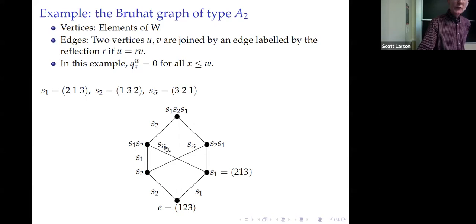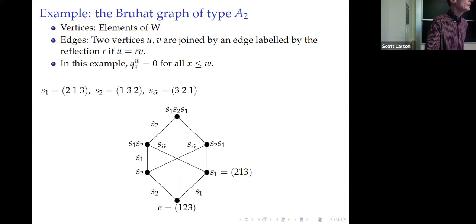So let's look at what Q is for the element W equals S1, S2, and X equal S1. So S1 is less than S1, S2. So let's calculate the Q. Well, there are 2 reflections from S1 that stay less than S1, S2. Namely, I can go down via S1, or I can go via this reflection S alpha tilde. So there are 2 reflections, and the length of W is 2. So therefore, QXW is 0 at this point. And in this simple picture, QWX is 0 for all pairs X less than or equal to W. You need to go to S4 to get some pictures where that's not the case.